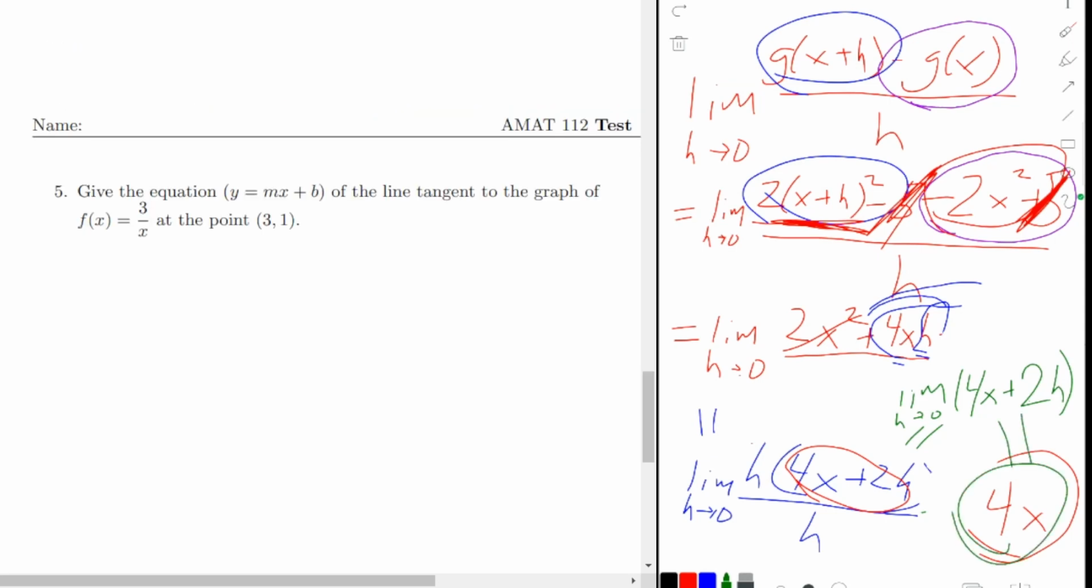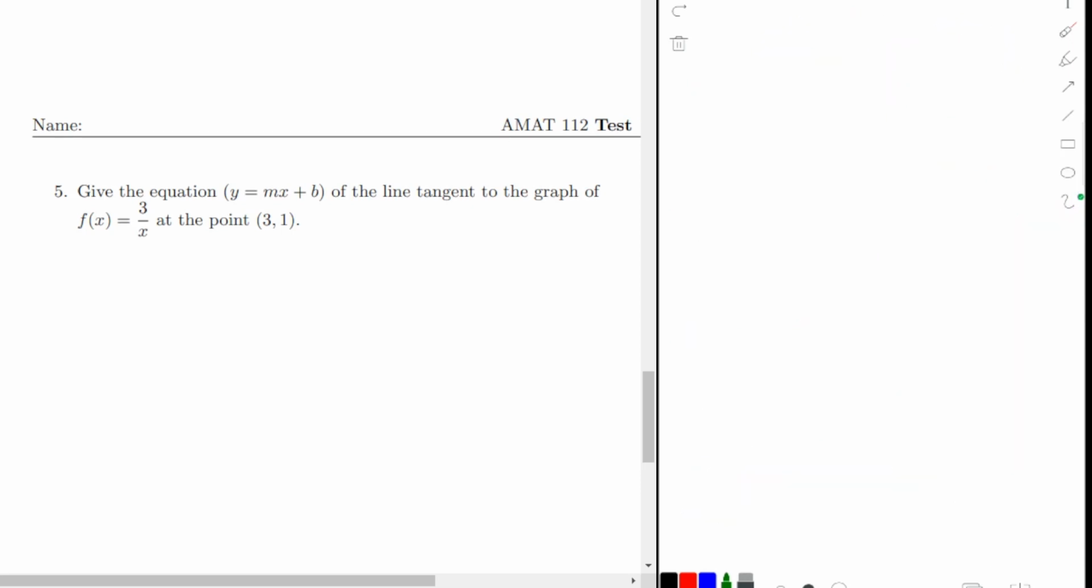Okay? This one requires you to find the equation of a tangent line at a certain point on the graph. All right? Give the equation of the line tangent to the graph of 3 over x at the point 3, 1. We have a point on the line. All we need to do is find the slope. And the slope of the line at that point, slope will be f prime of 3.